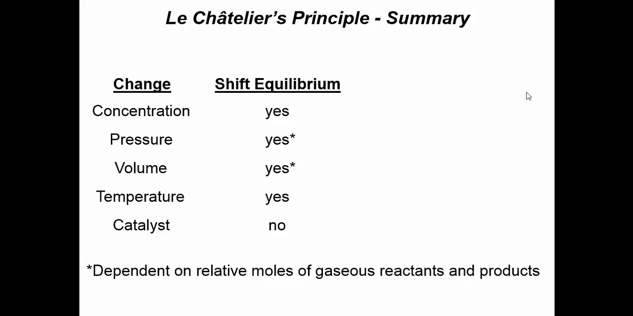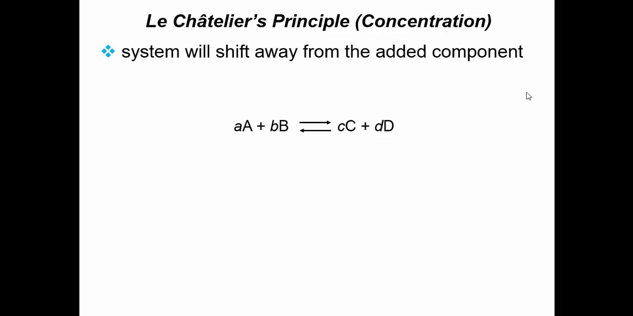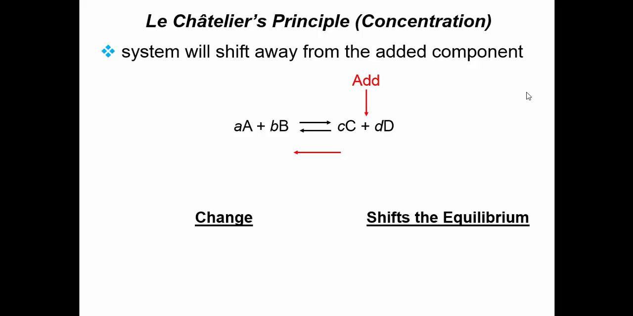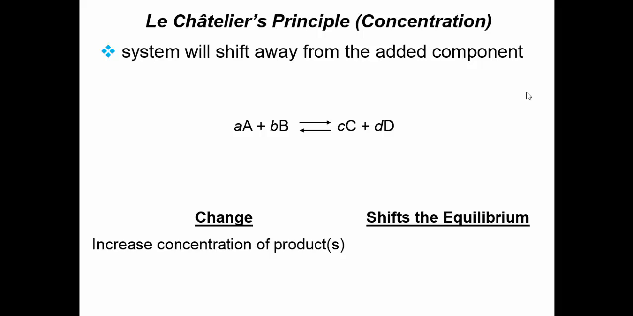And again, this is all part of Le Chatelier's Principle, which is to say, can I shift the equilibrium of a reaction? So, concentration. The system will always shift away from the added material. So if we have this universal chemical reaction, and we add more product from the outside, you will shift the direction of equilibrium to the left. So increase the concentration on the right, and the equilibrium will shift left.